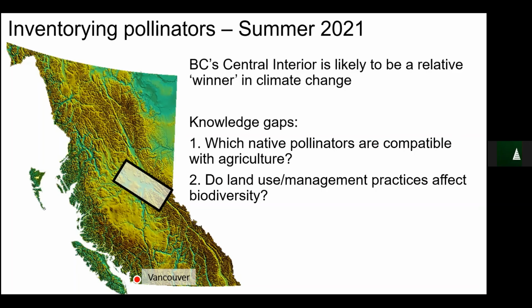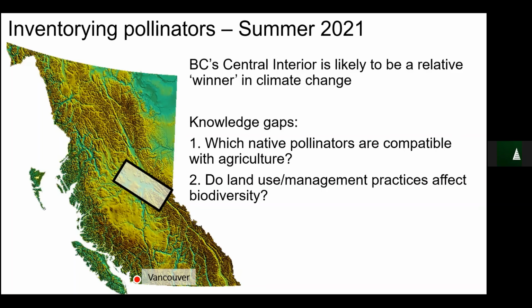for people who grow food, there are some questions about which native pollinators that are already here are compatible with the agriculture that's going on. If you're thinking about growing something new or different, do you have a compatible pollinator here? Well, we don't really know because we don't really know what the native pollinators are. And then the second piece that there are some questions about is how land use and management practices in agriculture affect biodiversity, in particular of pollinators.